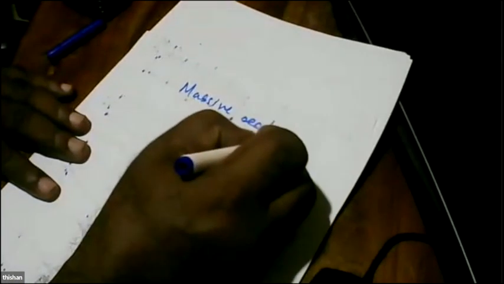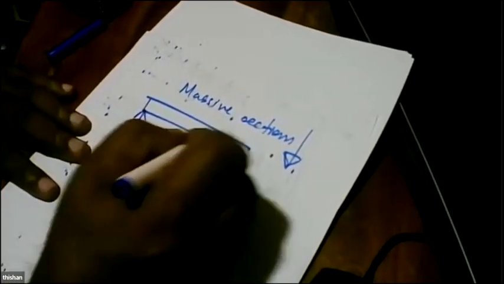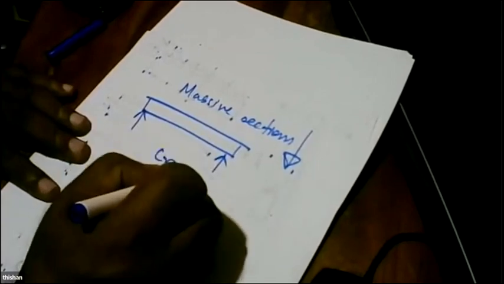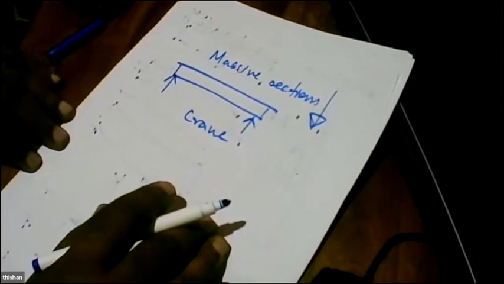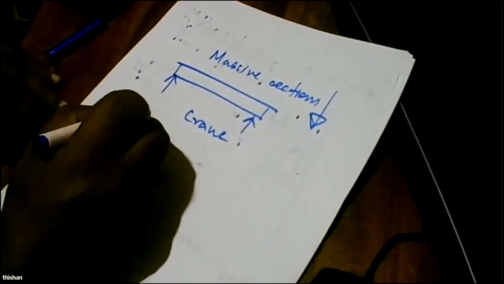So massive sections are not good. Why? Because when you are constructing the bridge, we have to lift these. So we need a crane. And cranes have limited capacity. So if the beams are very heavy, it is very difficult to handle the beams. So we like the beams to be slender. But there's another reason why we like the beams to be as slender as possible. Why?